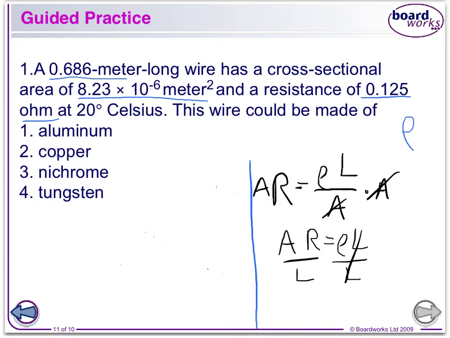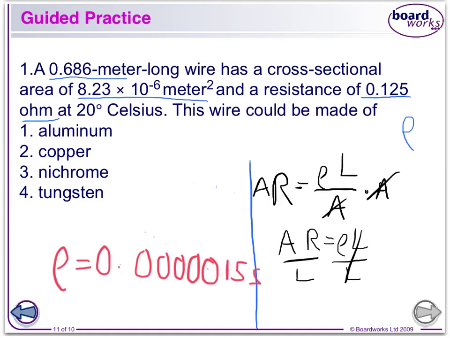Solving this, we get a value of rho equal to 0.1234515 ohms. Looking at our reference table, we see that an object with this value is nichrome, so the material must be nichrome. Again, you have to go back to your reference table and relate this resistivity to nichrome.